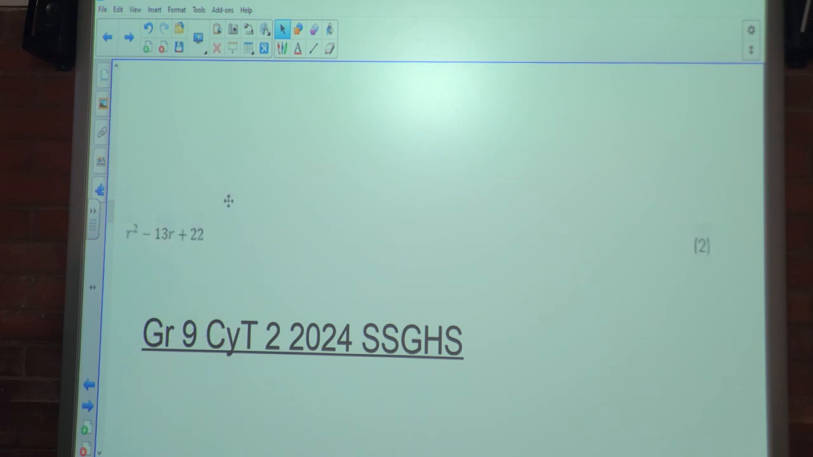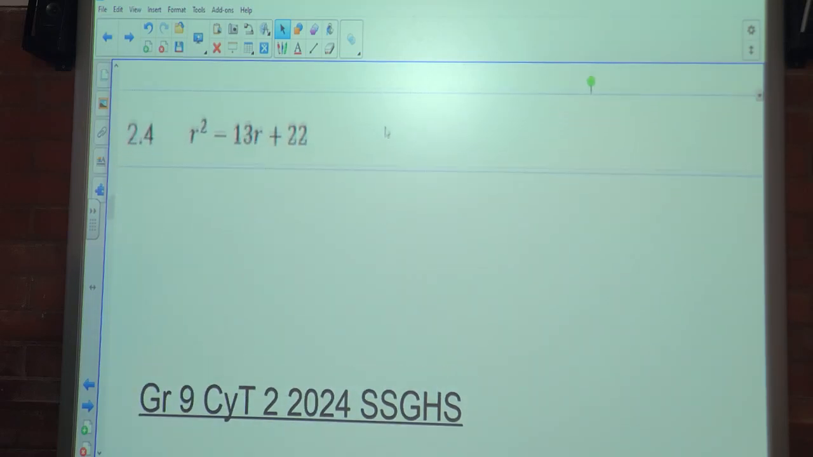Next one is your trinomial. For those of you who are wondering, where is the trinomial? Here it is, people.